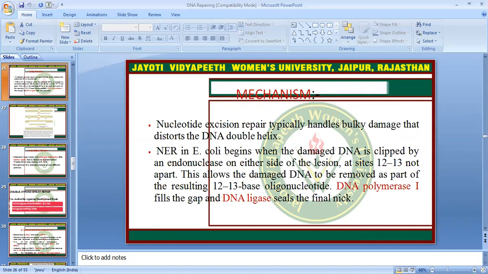NER in E. coli begins when the damaged DNA is clipped by endonucleases on either side of the lesion, at sites 12 to 13 nucleotides apart. This allows the damaged DNA to be removed as part of the resulting 12 to 13 base oligonucleotide. DNA polymerase I fills the gap and DNA ligase seals the final link.